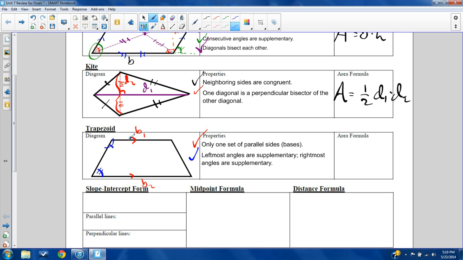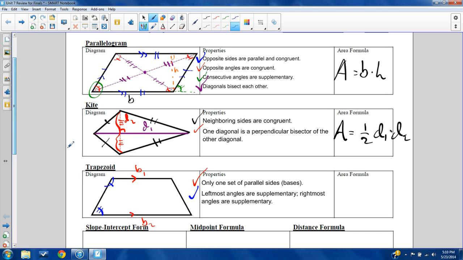If you think about it, it's the same kind of thing as I did with the parallelogram up top. Parallel sides cut by a line transversal. These are same side interior angles. They are supplementary. And same with these guys right here. This plus this also equals 180.